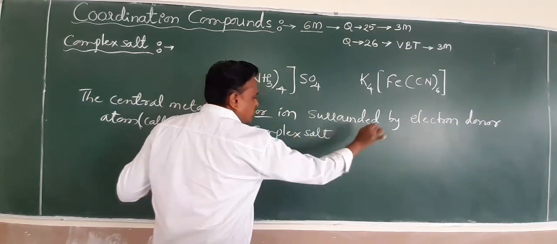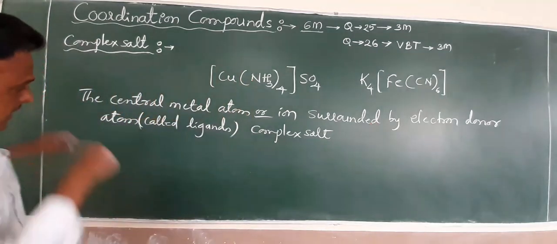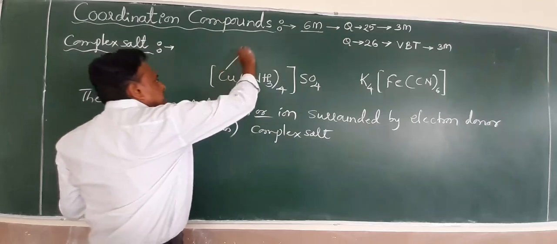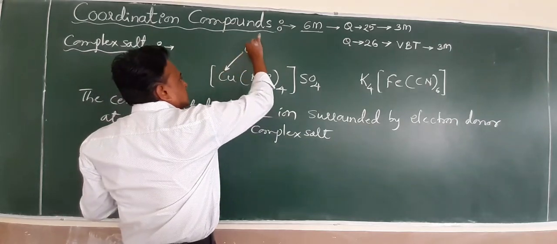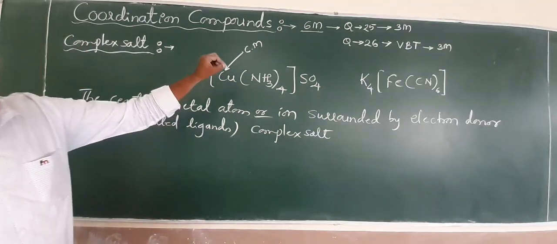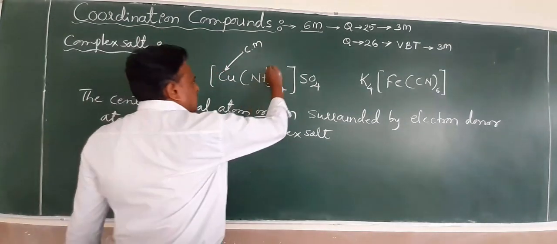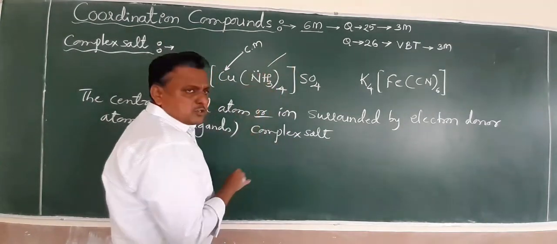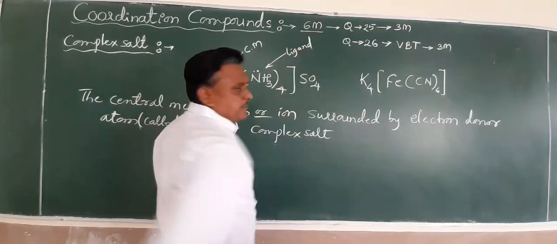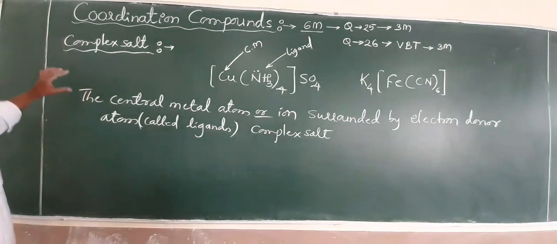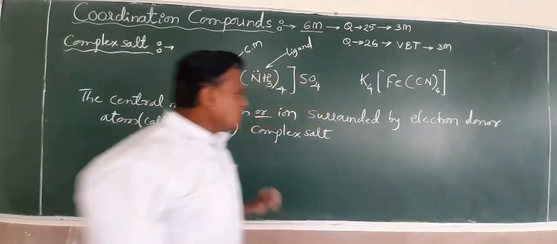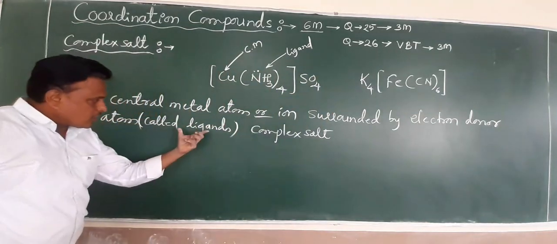That means, children, for a coordination complex or complex salt there must be a central metal. This is called the central metal, either an atom or in ionic form. Yes, this is your electron donor atom. This ammonia is an electron donor atom, and we call it a ligand. What are complexes? The central metal atom or ion surrounded by electron donor atoms, which are called ligands.